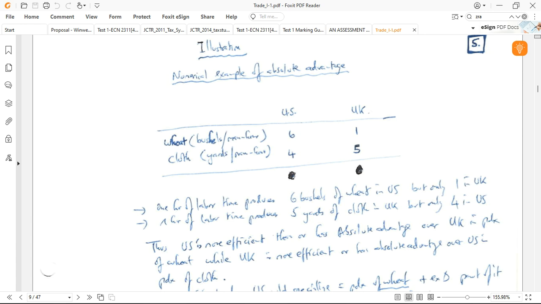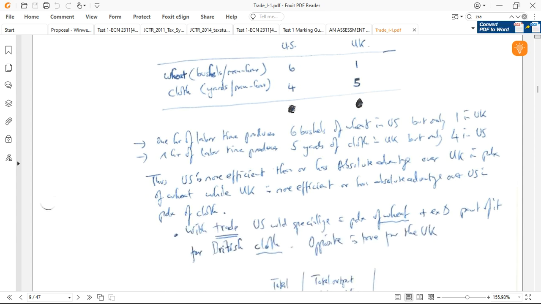So from the absolute advantage point of view, the US should specialize in the production of wheat because they can produce 6 bushels per man hour, while the UK can only produce 1. And when it comes to cloth, the UK should specialize in the production of cloth. So 1 hour of labor time produces 6 bushels of wheat in the US, but only 1 in the UK.